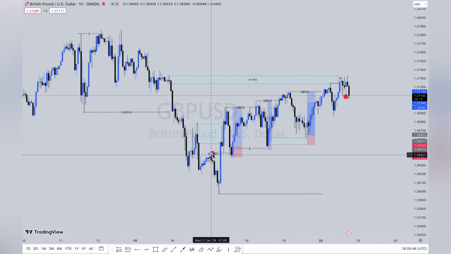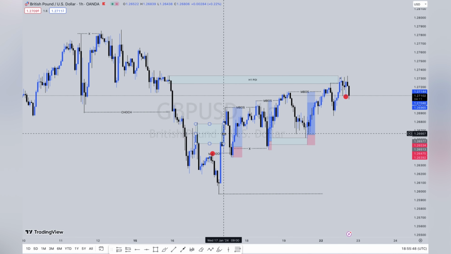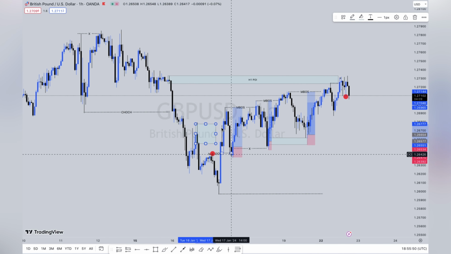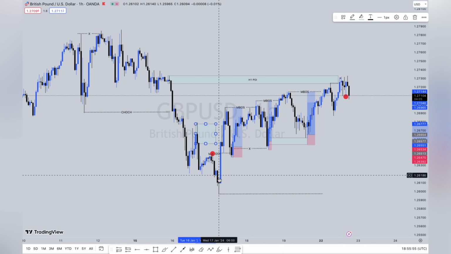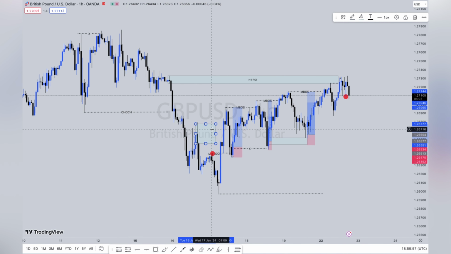Let's say after this pullback, I have a point of interest right here, and the market is likely to reverse here and continue the trend. I will not look for a counter trend yet because this is too close to where the market is. Whatever I'm going to do here seems like a gamble.